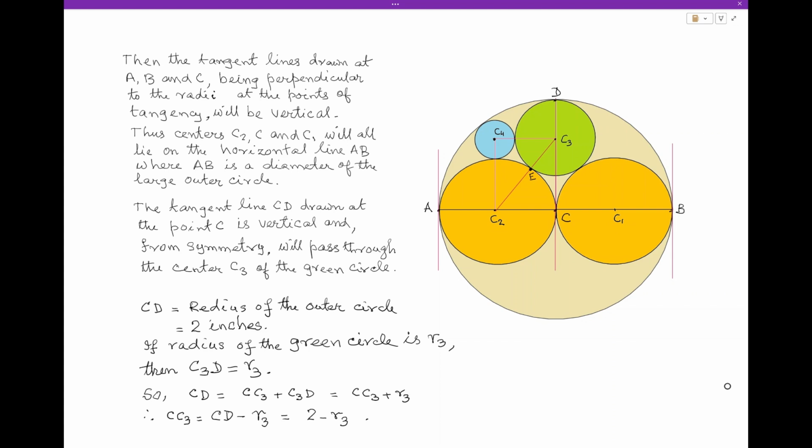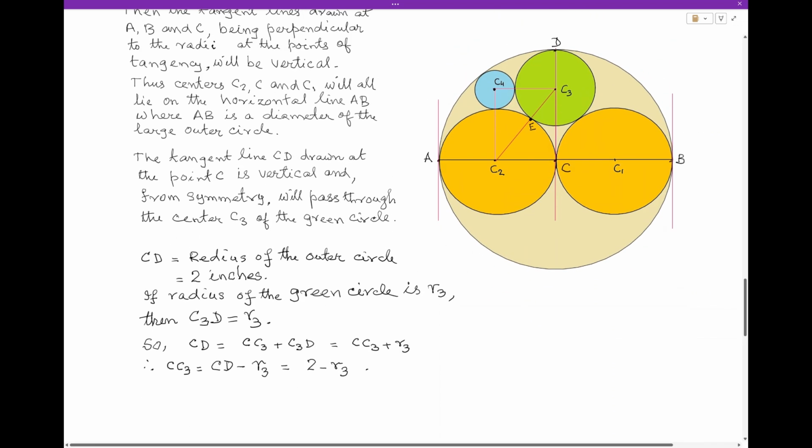The tangent line CD drawn at the point C is vertical and from symmetry will pass through the center C3 of the green circle. Now, the green circle is tangent to both the yellow circles, and there is no reason to say that it will be tilted to one side and not tilted to the other side. From symmetry, its center will be on the vertical line at the point C.